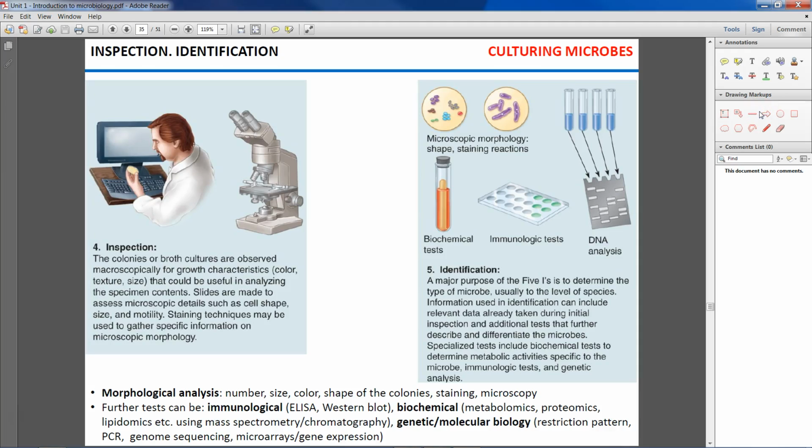So last time we talked about culturing microbes, okay, how we inoculate media, how we incubate it, what types of media we have, how we isolate microbes one from another, isolate colonies. So we talked about the isolation. Now today we're going to chat about the different ways to inspect and identify microbes.